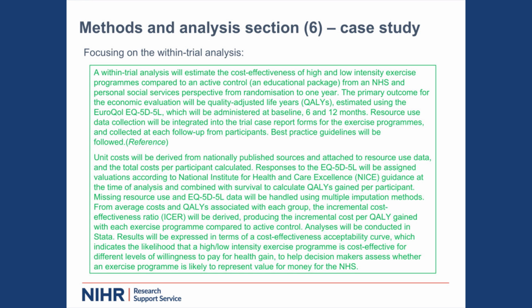So we've got our within trial analysis, our comparators, the perspective and the time horizon, all given in one sentence. And then we go on to talk about the primary outcome for the economic evaluation and what we're going to measure and at what time points. So the primary outcome is quality adjusted life years, estimated using the EuroQol EQ-5D, collected at 6 and 12 months.